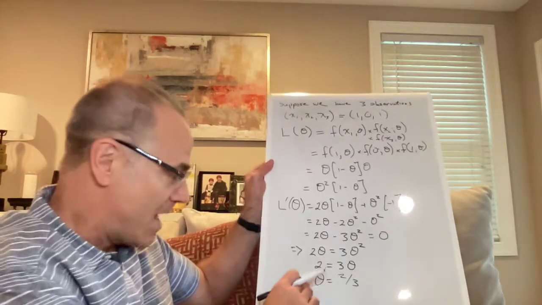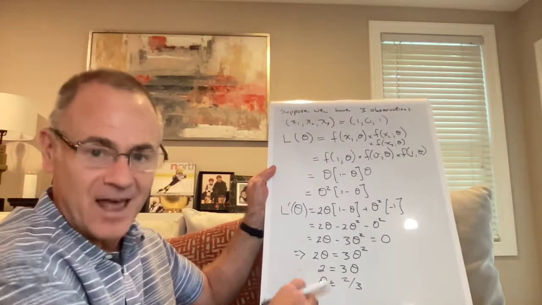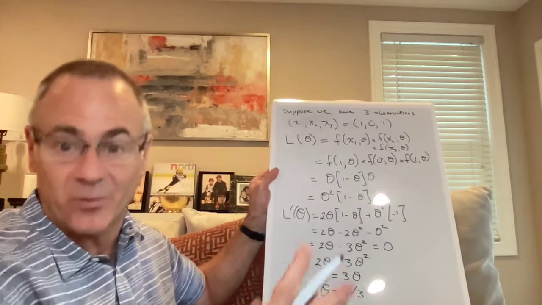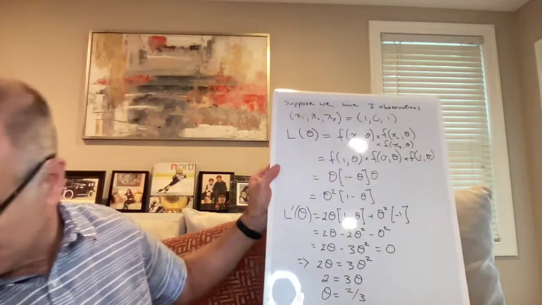We're going to call our maximum likelihood estimate of theta 2/3, and it should be pretty intuitive that it should be 2/3.